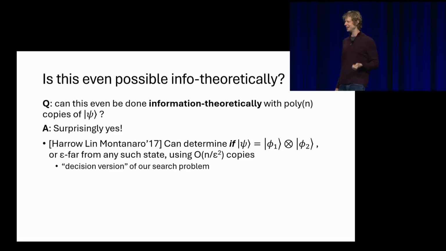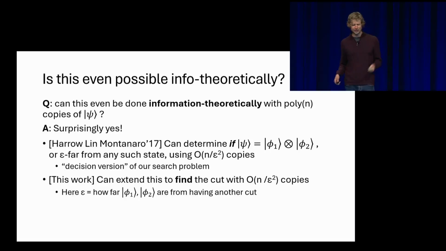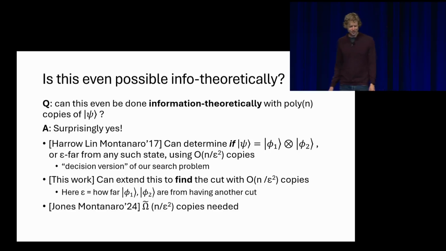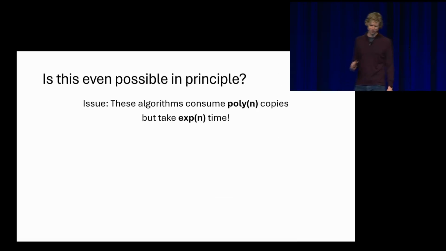This is asking, is the state unentangled? We're asking, where is the state unentangled? And as a warm-up, we've shown in this work that we can extend this information theoretic argument to show it is information theoretically possible to find the cut with the same number of copies. So the search problem has the exact same information complexity. And here in our setting, epsilon is how far phi1 and phi2 are from having another cut, like how far phi1 and phi2 themselves are from being product. Okay. And there was a recent result of Jones and Montanaro saying that these are optimal. This is the number of copies that you need, up to log factors, in order to locate unentanglement.